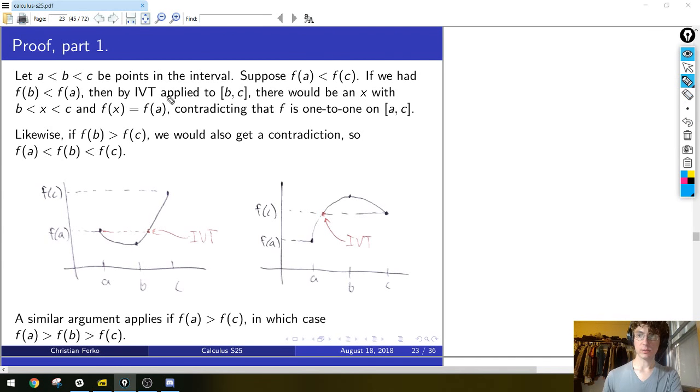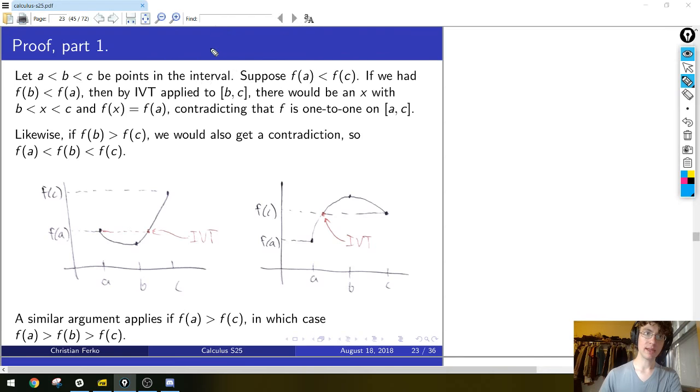So I'll prove the first thing. Let a, b, and c be 3 points in the interval, and I'll handle the case where f of a is less than f of c. A similar argument applies if f of a is greater than f of c. The whole argument goes through the same way, you just flip all the inequalities the other way. So proof by contradiction.